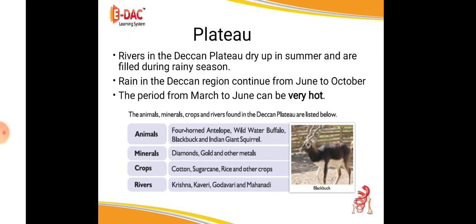Animals: four horned antelope, wild water buffalo, black buck, and Indian giant squirrel. Minerals: diamonds, gold, and other metals. Crops: cotton, sugarcane, rice, and other crops. Rivers: Krishna, Kaveri, Godavari, and Mahanadi.